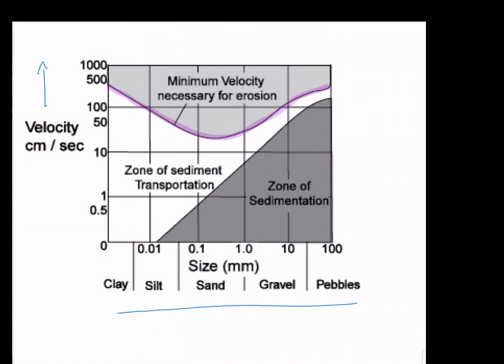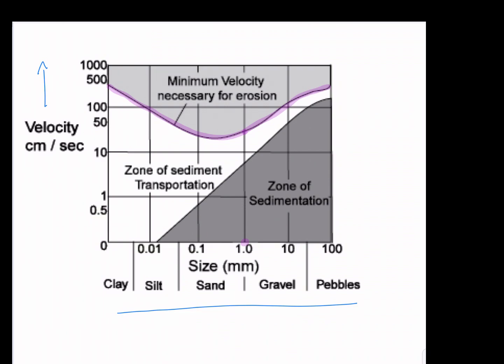What this line indicates is that any time the velocity is greater than that line, it's capable of picking up and transporting a particle size that is equivalent at that particular velocity. So if we were to look at, for instance, a 1 millimeter piece of gravel, so here, and we were to look where that intersects the line, what it indicates is that we need about 30 centimeters per second velocity in order to pick up that piece of gravel.